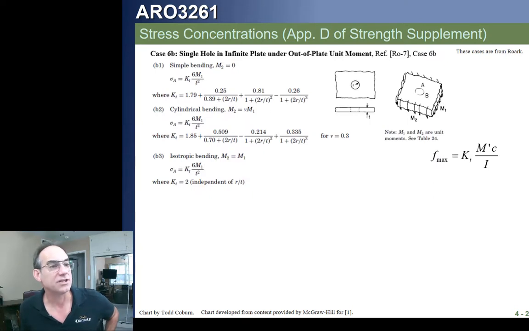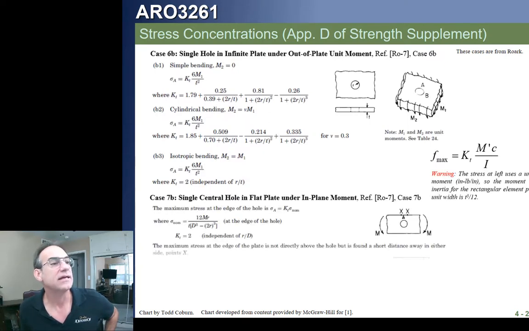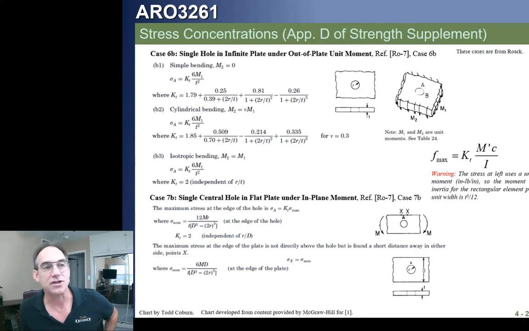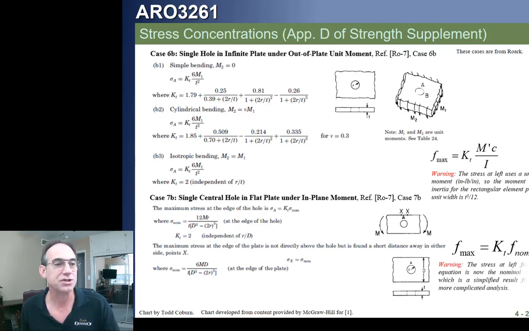More on the stress concentration factors for bending. In this particular case, you'll notice this moment is not the total moment on the section, but the moment per unit inch, which can be calculated from the equation given here, 6M over t squared. It's just dropping the b. That gives you a moment of inertia per unit inch. It gives you a moment per unit inch, and you can calculate what the actual stress is.